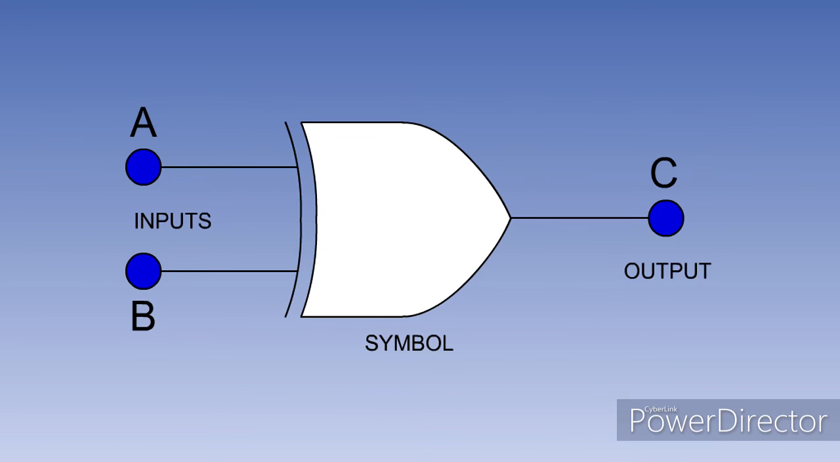The final gate we want to examine is the exclusive OR gate. Here is the symbol for this gate. This gate always has two inputs and it produces an output of 1 when the two inputs are not the same. That is to say, for an output of 1, one input must be 1 and the other 0.